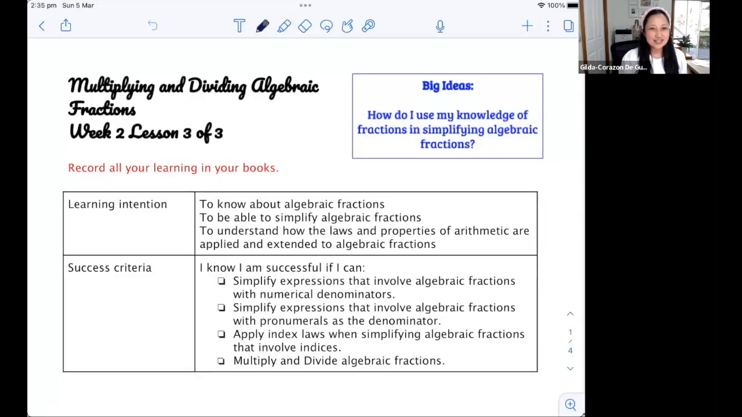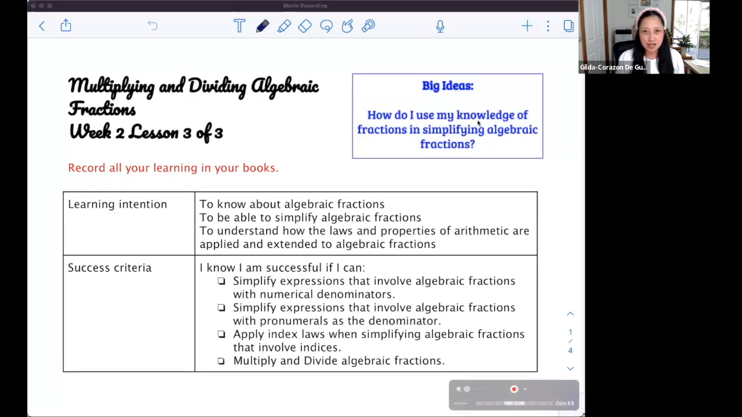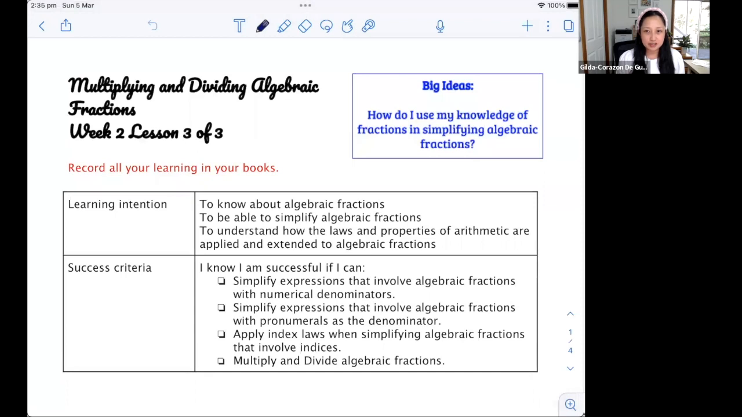Hello everyone. So hopefully today's lesson you'll find a little bit easier than the ones we've done previously, which was adding and subtracting algebraic fractions. Now I want you to keep in mind that our key question for today is how do we use our knowledge of fractions, like just number fractions, in simplifying those fractions that would involve algebraic expressions, okay? And those are what we call algebraic fractions, right?